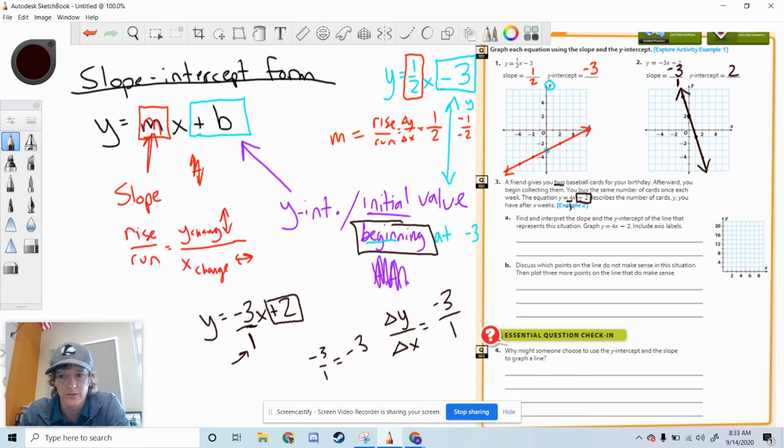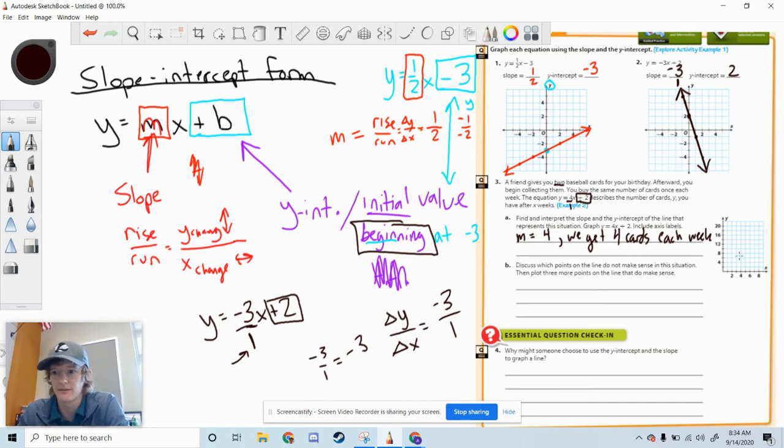We got 4 new cards in week 1. We got 4 more cards week 2. 4 more cards week 3. Okay. So our starting value, let's see. Find and interpret the slope and y-intercept. So slope is m. M equals 4. And to interpret, we get 4 cards each week. So find and interpret the slope and y-intercept of the line that represents the situation.